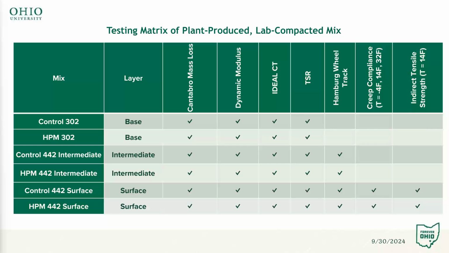So the tests were conducted on base, intermediate, and surface layers. We did that for the Cantabro, dynamic modulus, ideal CT, and TSR. Hamburg wheel track testing was only conducted on the intermediate and surface layers. It does not make sense to run that on the base layers. Creep compliance was done on the surface layers, and indirect tensile strength was also done on the surface layers.